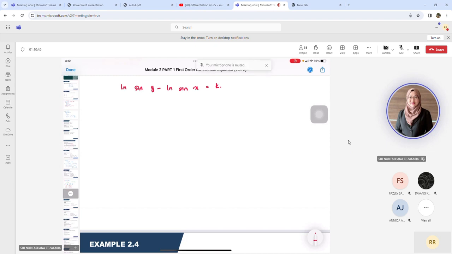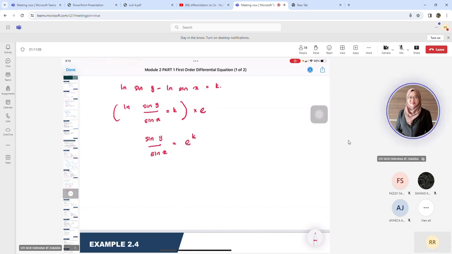So ln minus ln is equal to divide. So this one is sin y over sin x equals k. And then this one we can simplify by multiplying with exponential. So exponential times ln equals 1. So this one will become sin y over sin x only equals exponential k.